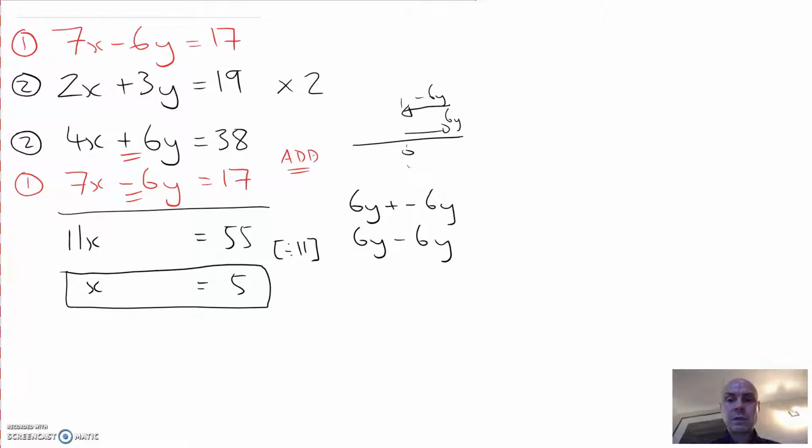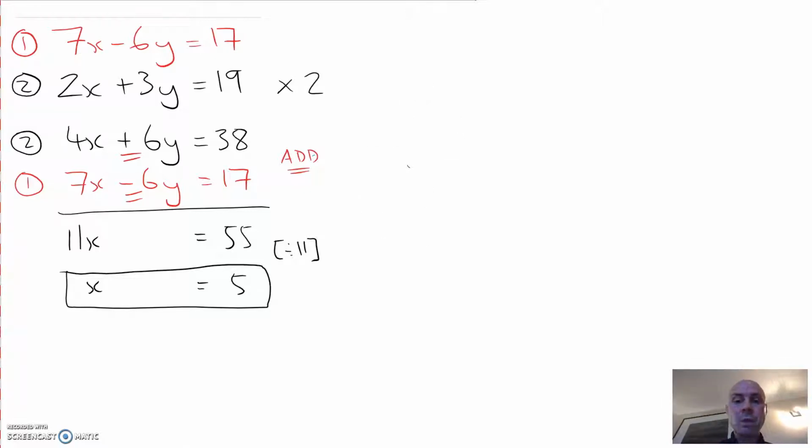So what do we need to do now? Just like last time, we need to substitute that known value into one of our equations. So which one looks easier? 2x plus 3y. I'm going to take equation 2. Try and copy it down properly this time. 2x plus 3y equals 19. And we think that x is 5.